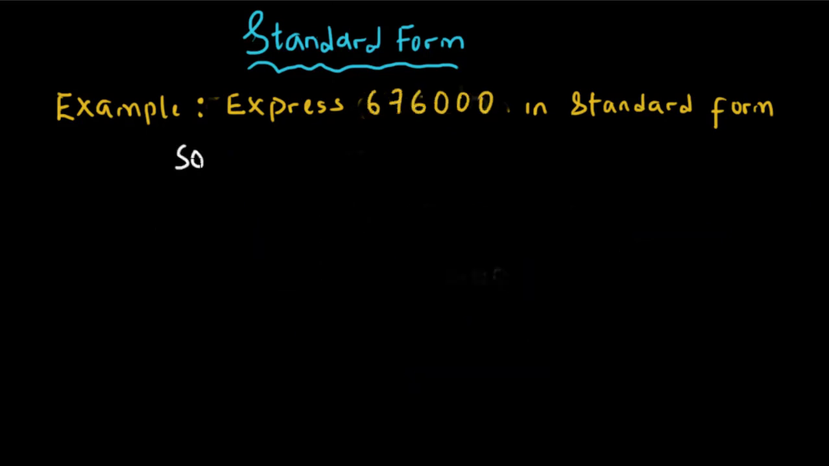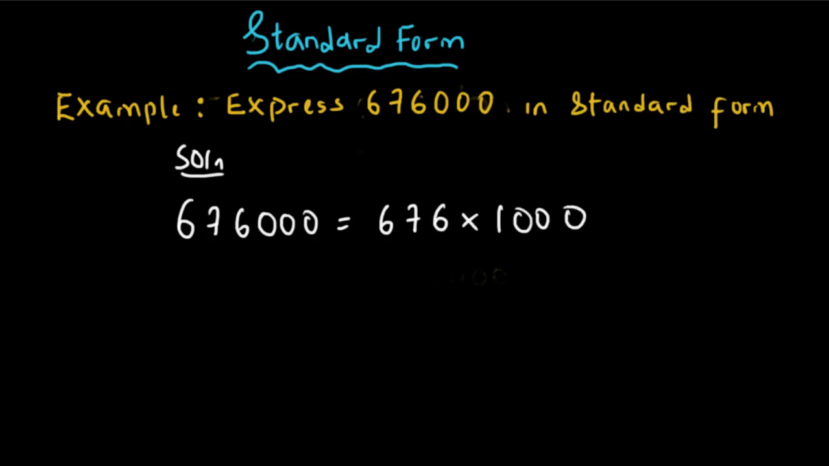Alright, so we have: express 676,000 in standard form. So we have 676, 1, 2, 3 zeros. This will be equal to 676 times 1,000. But remember, this a must be between 1 and 9.999. Now if we move the point here, we are going to have 67.6. And then we add 1 zero to 1,000. So it's going to become 10,000.